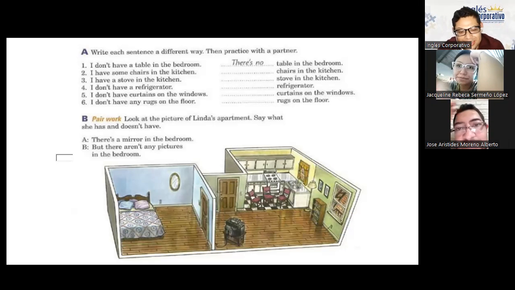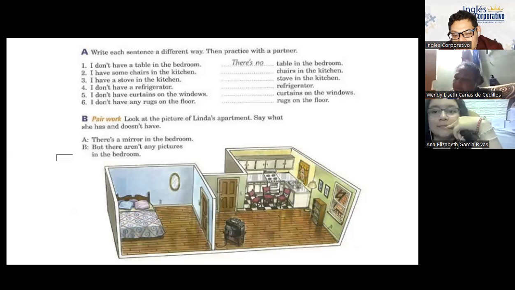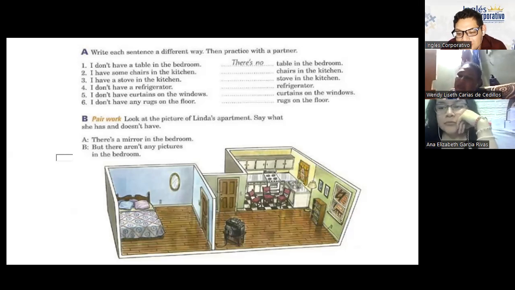The cooler. Ok, siguiente. Let's go. Number five. I don't have curtains on the windows. There are not curtains on the windows. Curtains, a ver, digan conmigo esta palabra, porque es que no se pronuncia curtains. Es como cuando usted ocupa el UM. Curtains.